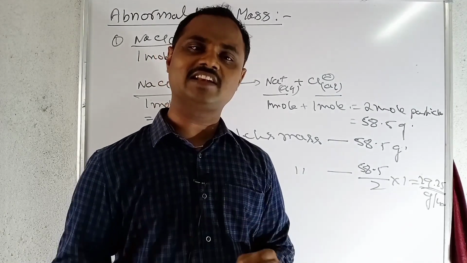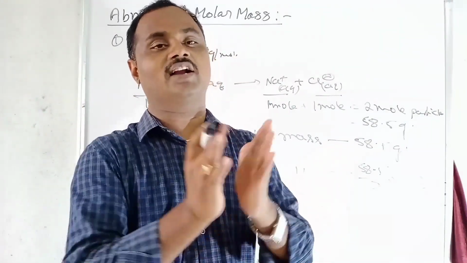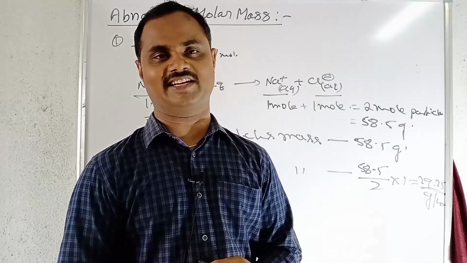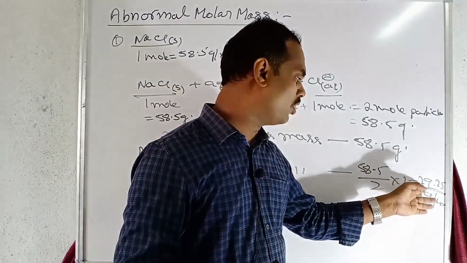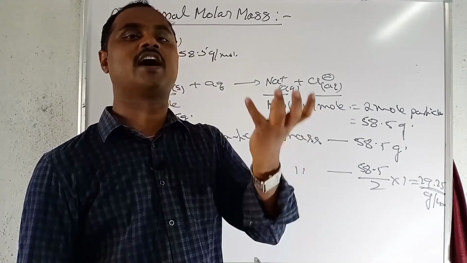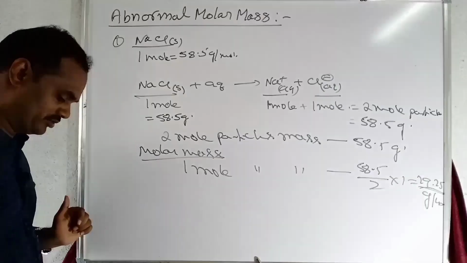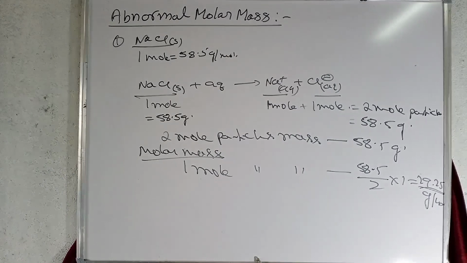In general, if a solute after dissolving undergoes association or dissociation, its molecular mass is different from what we expect. Due to dissociation, molar mass will decrease. Due to association, molar mass will increase. Here we saw dissociation case 1. One more dissociation case you have to see.